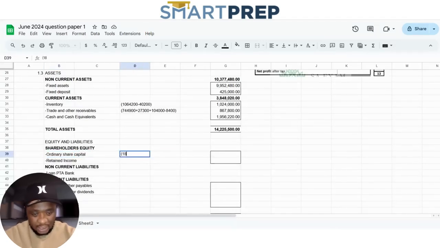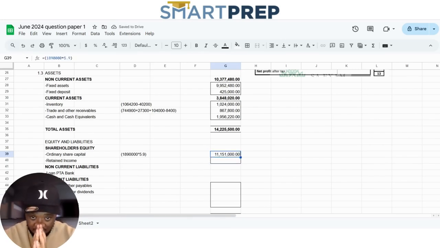So 1,890,000 multiplied by 5.9 gives us 11,151,000. Next is retained income.